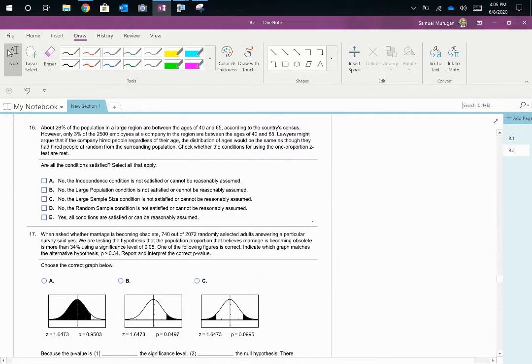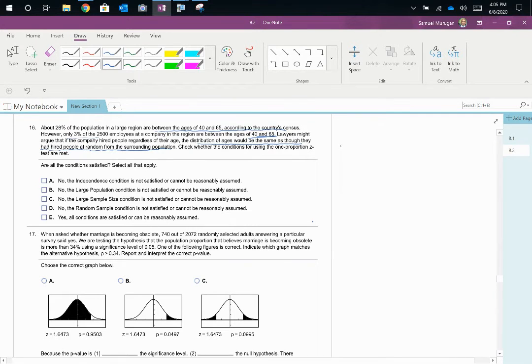All right, question 16. About 28% of the population in a large region are between ages 40 to 65, according to the country census. However, only 3% of the 250 employees at a company in the region are between ages 40 and 65. Lawyers argue that the company hired people regardless of their age. The distribution of the ages would be the same as though they had hired people at random from the surrounding population. Check whether the conditions for using the proportion are met.